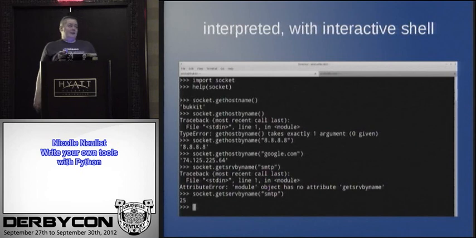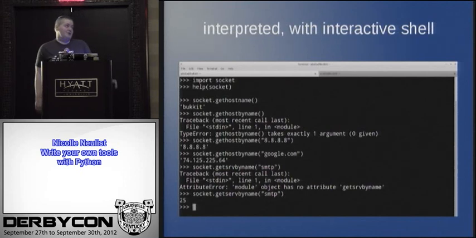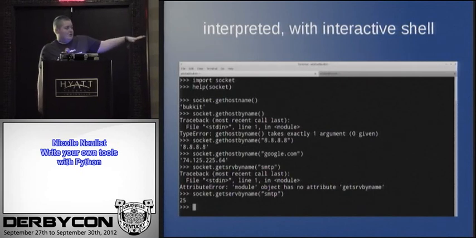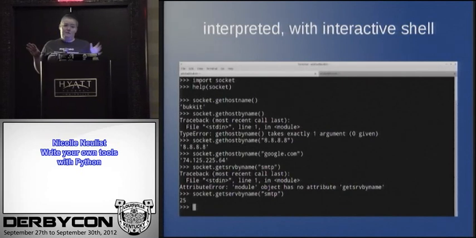Another thing I like about it is that it's an interpreted language with an interactive shell. That's just a terminal that I pulled off of my computer. I import the socket module, which is a module we are going to discuss in a bit of detail later because it is the lower level socket interface. It's how you open up and start talking to other machines. I did help socket and it doesn't show it there, but it threw up a screen of help about the module. Help is really nice.